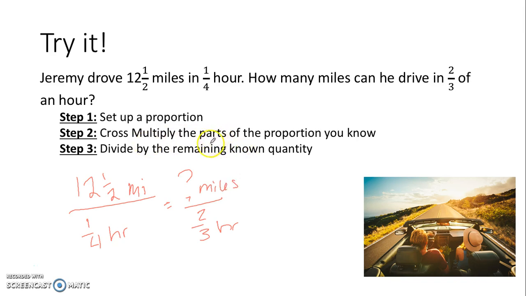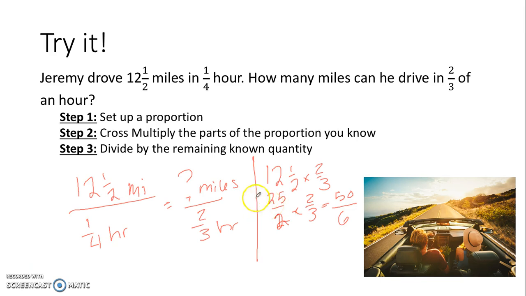Step 2 is to cross multiply the parts that we know. So we have 12 1/2 miles times 2/3 hours. So 12 1/2 times 2/3. And I wrote pretty big, so I might have to move this picture a little bit. So 12 times 2 is 24, plus 1 is 25. So that's supposed to be 2. There we go. 25 over 2 times 2 over 3. 25 times 2, think of those quarters. We have 50 over 6. 2 times 3 is 6.